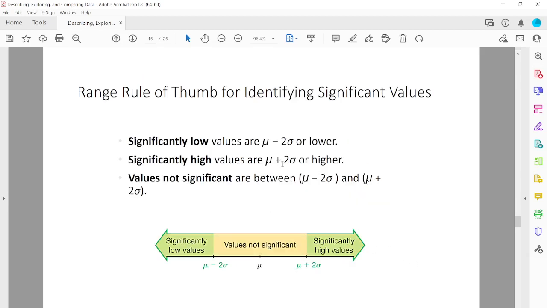Okay, so here the chances of being in the range less than mu minus 2 sigma, where sigma is the standard deviation for the population, are very significantly low, and then the vast majority of the data falls from this point to this point, which is within 2 standard deviations of the mean. And then anything higher than this value is a significantly high value.